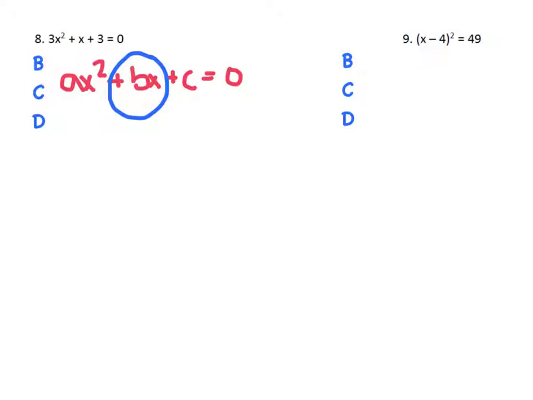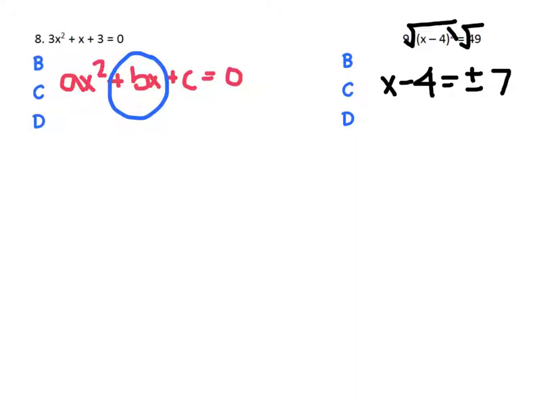So let's go ahead and jump over to number 9. Notice the squared is on the outside of the parentheses. That means we have to deal with it first before we can follow our BCD. So I get rid of that squared by taking the square root of everything. So we end up with x minus 4 equals, taking the square root of 49, which is positive, so I get plus or minus 7.